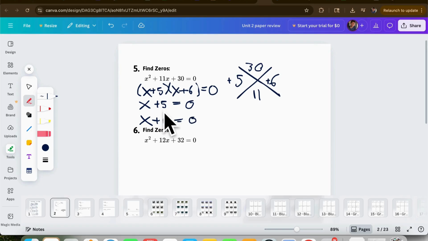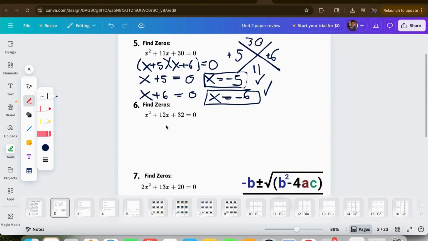These solve real easily. Minus 5 on both sides. This will be x equals negative 5 as our first 0. And minus 6 on both sides. This will be x equals negative 6 as our second 0. And those are the 2 solutions for this one. This one works the same way.